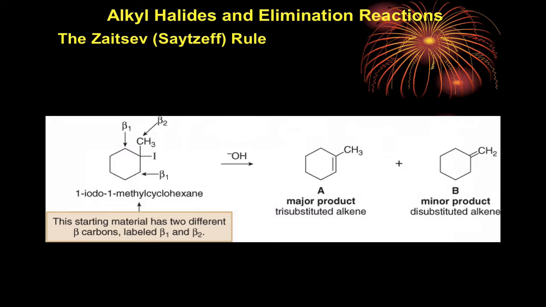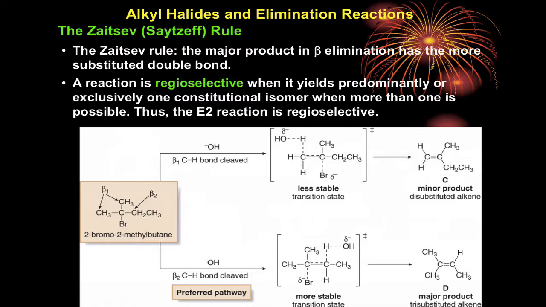product. I do not expect you to be able to predict 75%, 25%, or anything like that. All I expect you to do is predict major and minor. Okay? And in this particular case, the major would be probably around 85, 90%. This beta carbon has 2 hydrogens, right? This beta carbon has 3. So you're going to lose from the beta 1s. Yep. That is Zaitsev's rule.